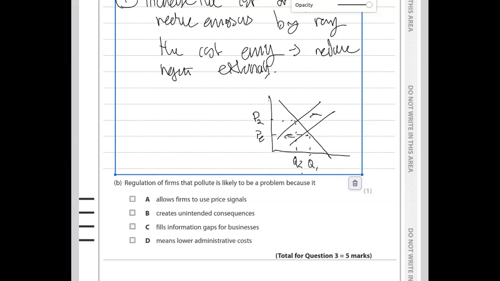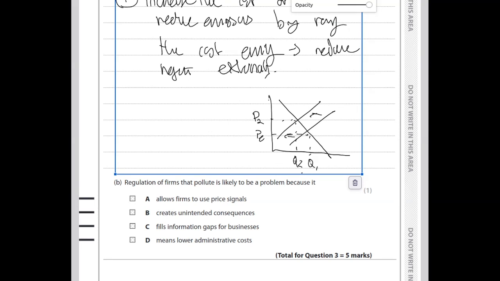B says, regulation of firms that pollute is likely to be a problem because A, it allows firms to use price signals, B, it creates unintended consequences, C, it fills information gaps for businesses, and D, it means lower administration costs. So let's go through these one by one.